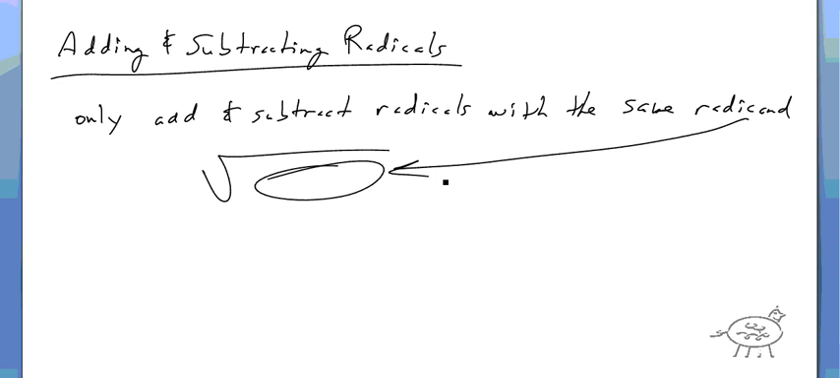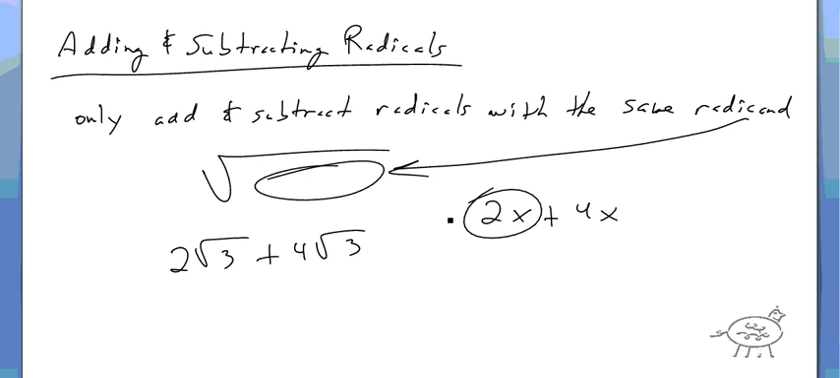Okay, so it's really, really simple, but this is what you're going to do. Let me give you an example. 2 root 3 plus 4 root 3. Okay, this is the way you have to look at it. Do you guys remember when we did this back in the day? If I did 2x plus 4x, basically I'm saying, hey, you've got 2 x's, I'm giving you 4 more x's. How many x's do you have? I've got 6 x's. It's the same thing with radicals.